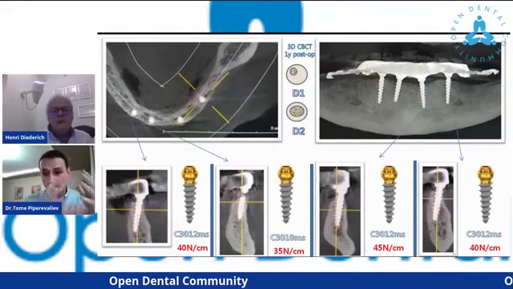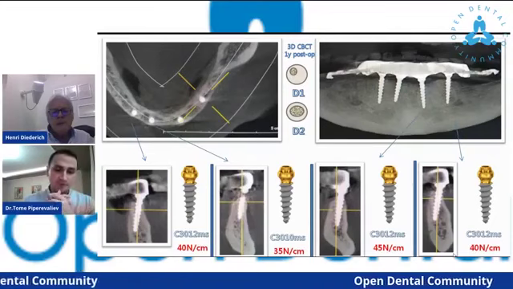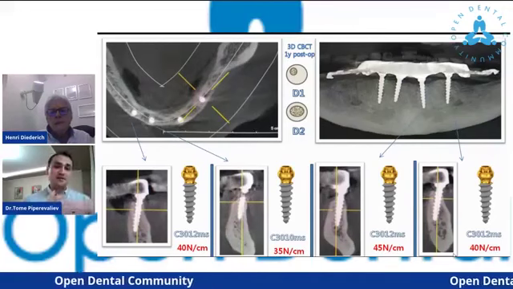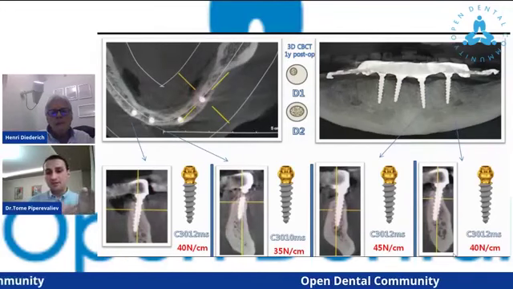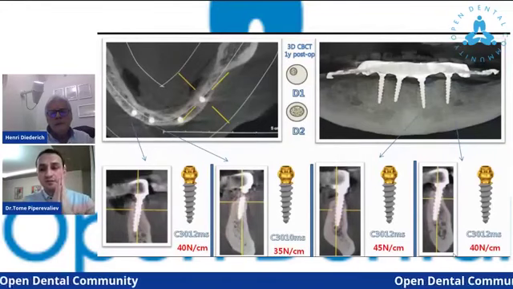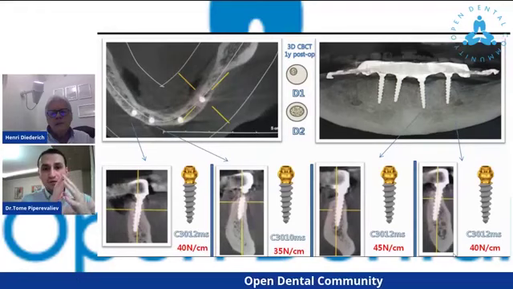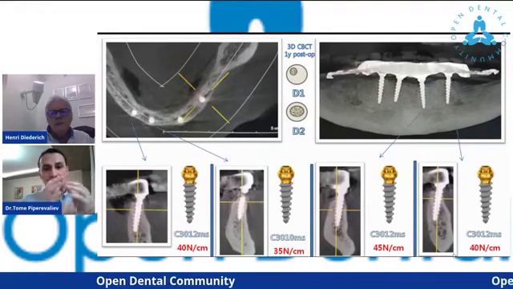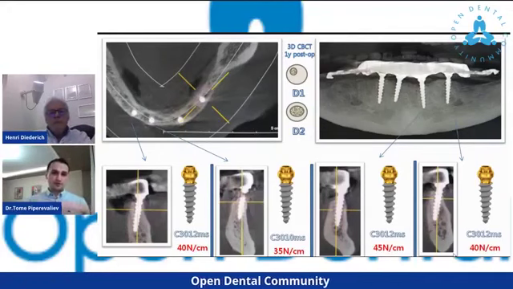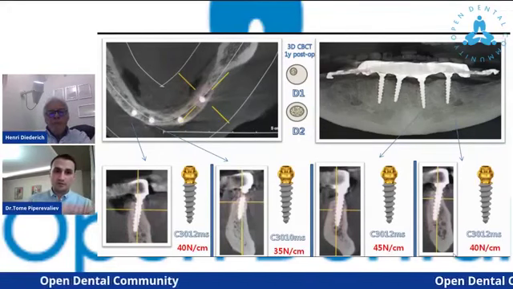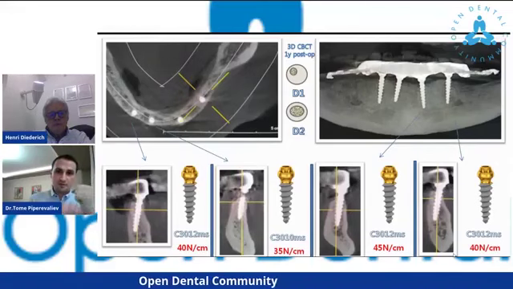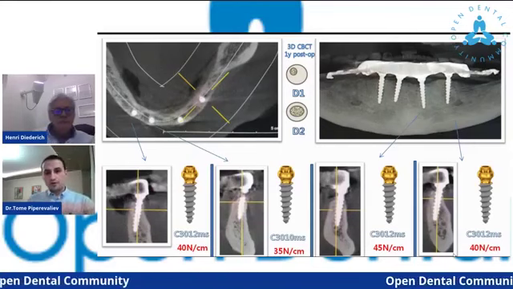The second very important requirement for success in immediate loading is the torque that we achieve while inserting the implants, and it must be minimum 35 newton centimeters. And the third requirement is the quality of the bone. For immediate loading, it must be type D1 and type D2 quality of bone. I'm sure that all of us know that in the anterior part of the mandible, between the mental foramina, mostly the quality of bone is type D1 and type D2.